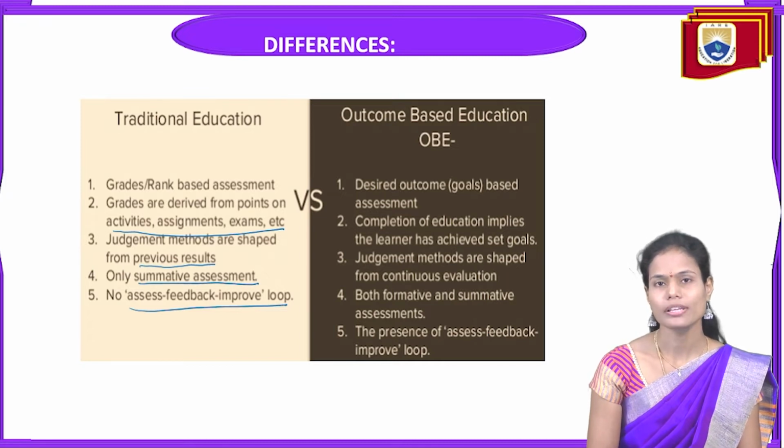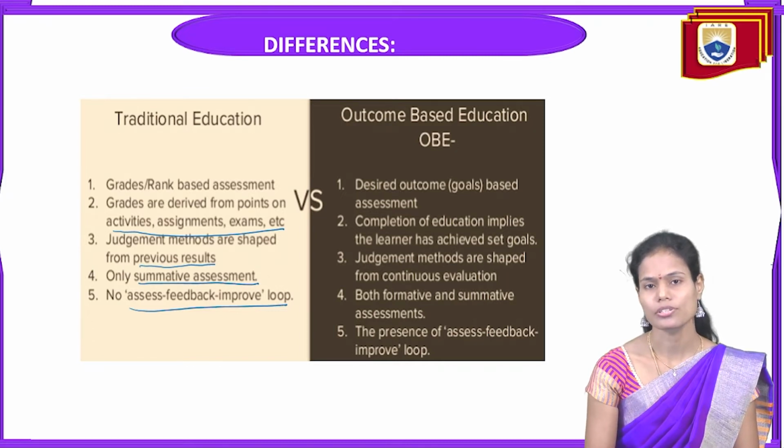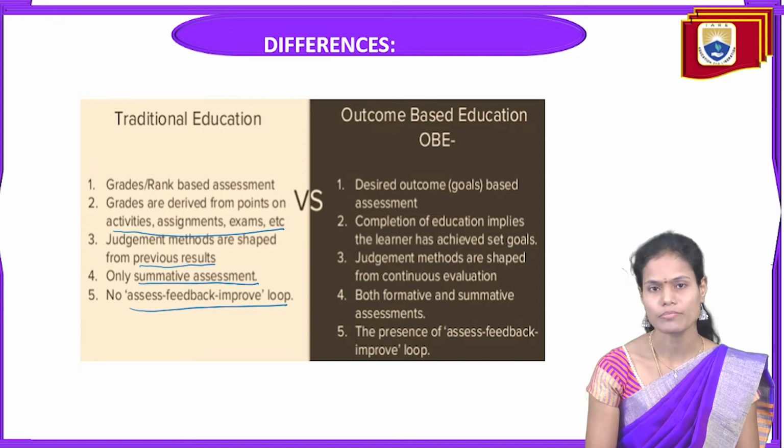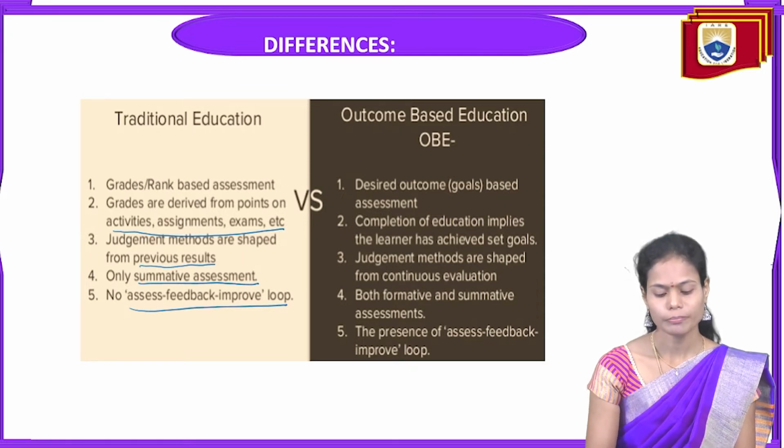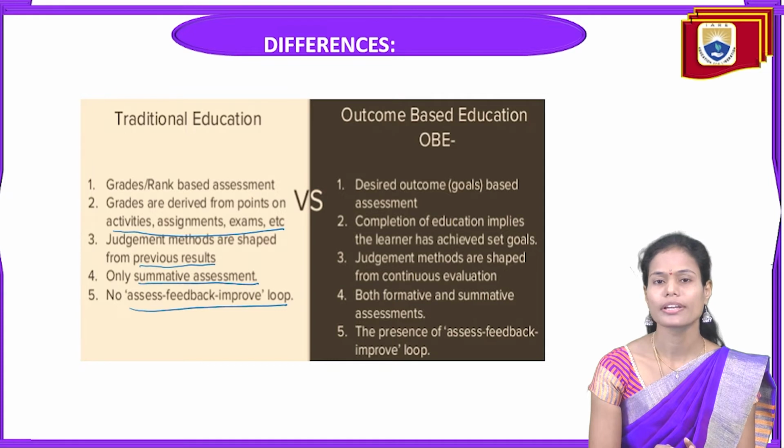No assess, feedback, improve loop in the case of the traditional educational system. So overall we can say, in the traditional educational system, the faculty will teach the subject and students will learn the subject and they will write the exams. After getting the results, from those results only we are able to find what grade we are getting, what percentage we are getting and all. In order to improve that, we are not doing anything in the case of traditional education.